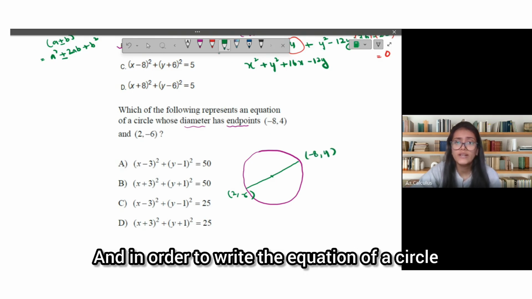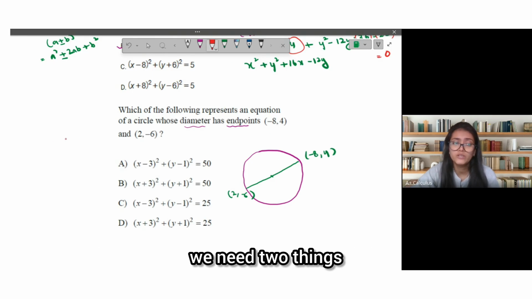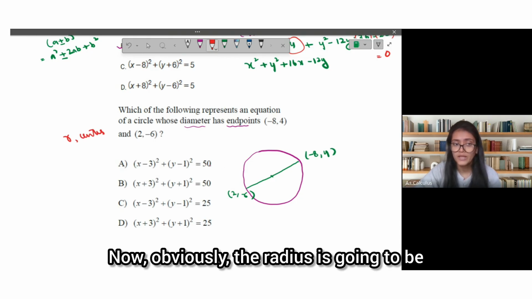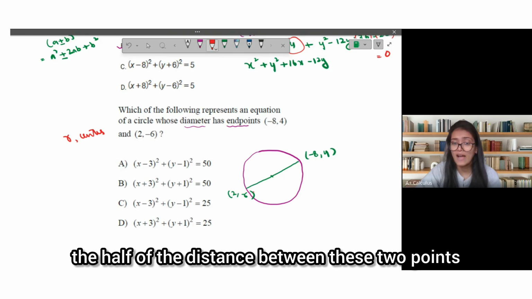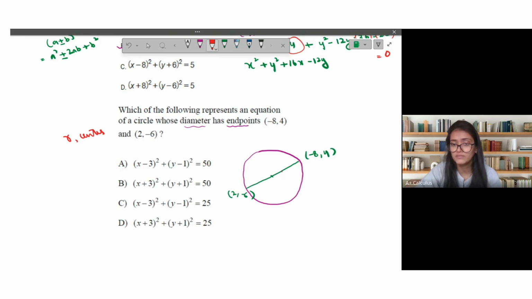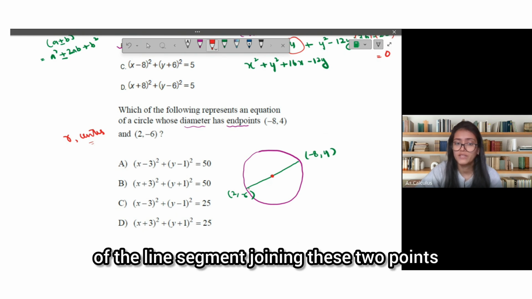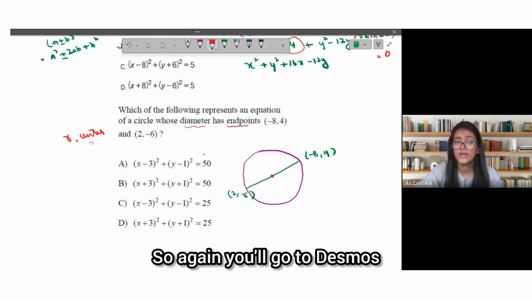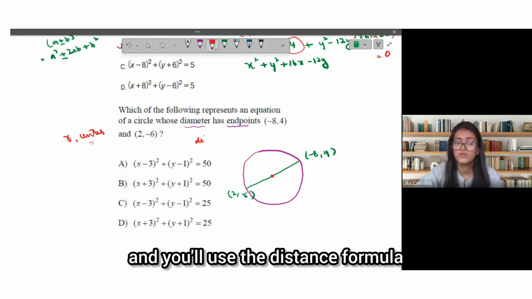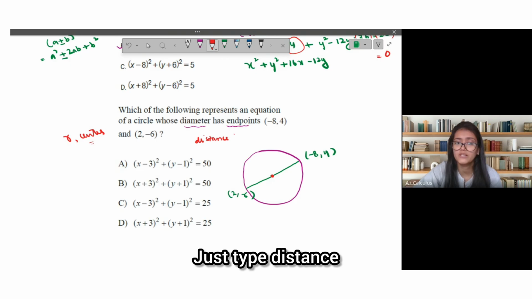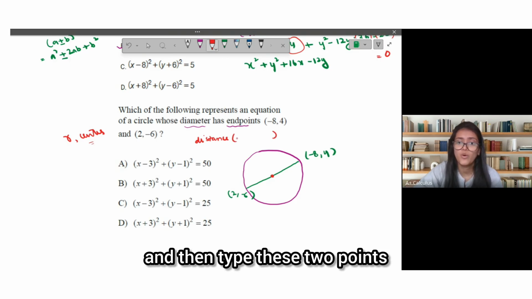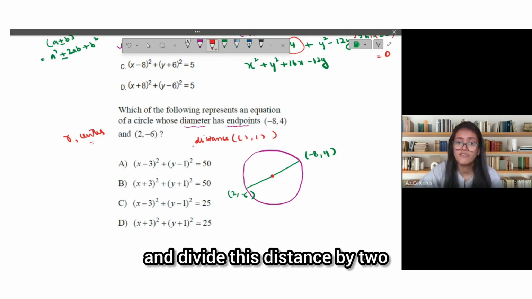In order to write the equation of a circle, we need two things. We need the radius and we need the center. Now, obviously, the radius is going to be half of the distance between these 2 points, and the center is going to be the midpoint of the line segment joining these 2 points. So again, you'll go to DESMOS and you'll use the distance formula. Just type distance and then type these 2 points and divide this distance by 2.